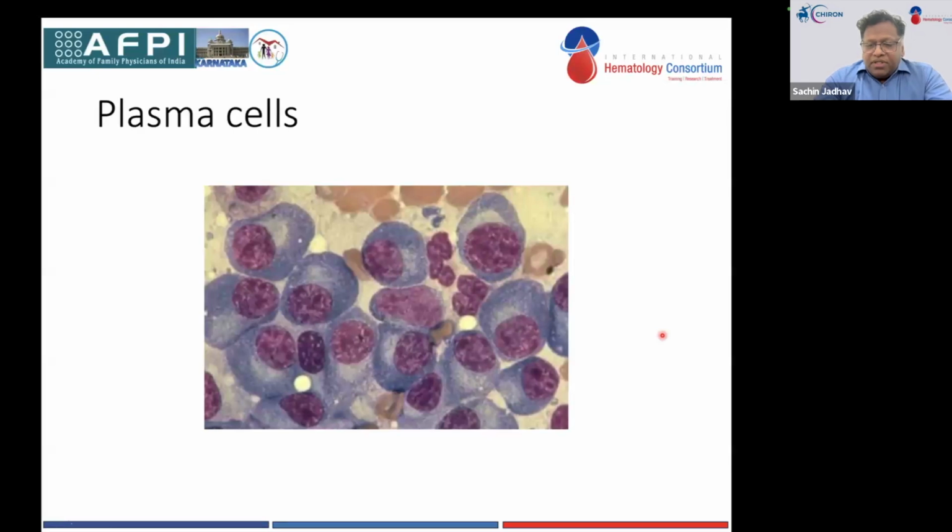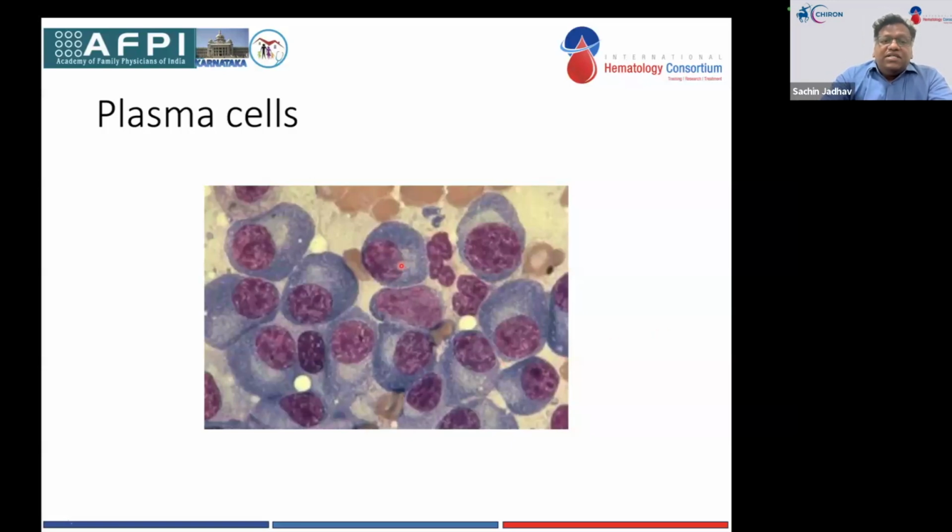So every cancer starts from one cell which becomes abnormal. There is one cell which picks up genomic errors, which are called mutations, and these errors cause the cell to multiply unnecessarily and spread. It also damages the cell so that the cell is not able to do its normal job. Now, this cell in multiple myeloma is the plasma cell.